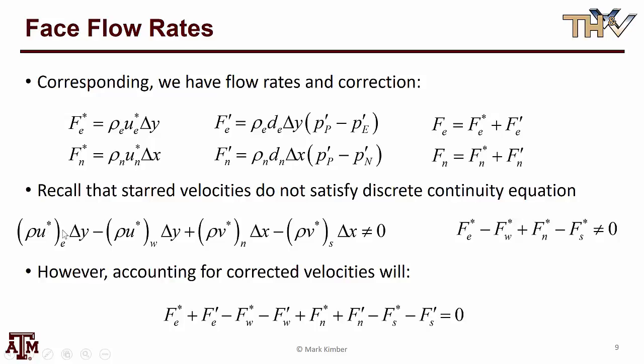So we can take the starred velocities, so the starred flow rates, and again they're not going to satisfy the continuity equation, so if we sum all of those up, we're not going to find that this equals 0. But if we accommodate for these prime quantities, which were the flow rate correctors, then if we sum all of those up, we should find that equals 0. So we're going to make substitutions for all of the primed flow rate terms that you see here with the definitions up at the top of the slide.